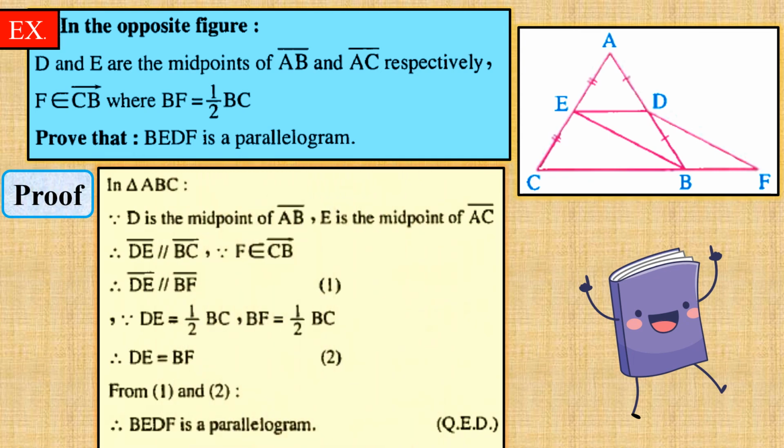Okay, in triangle ABC, since D is the midpoint of AB, E is the midpoint of AC, then DE parallel to BC. Since F belongs to BC, then DE parallel to BF, and this is number 1. Since DE equals half BC, BF equals half BC, then DE equals BF, and this is number 2. From 1 with 2, then BEDF is a parallelogram.